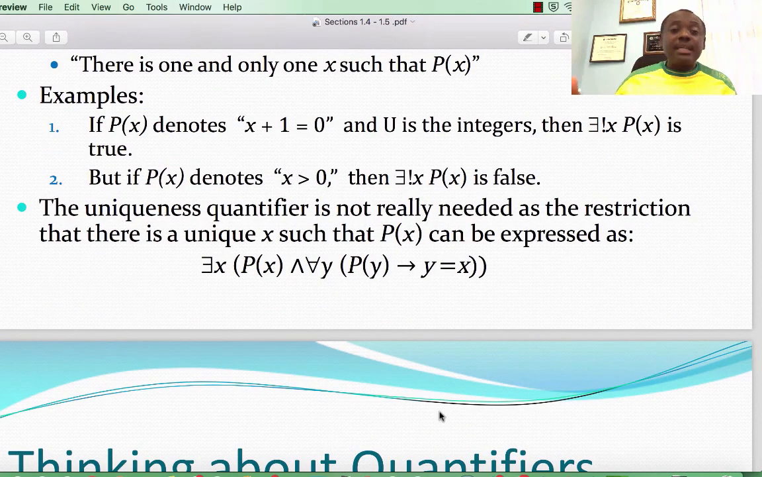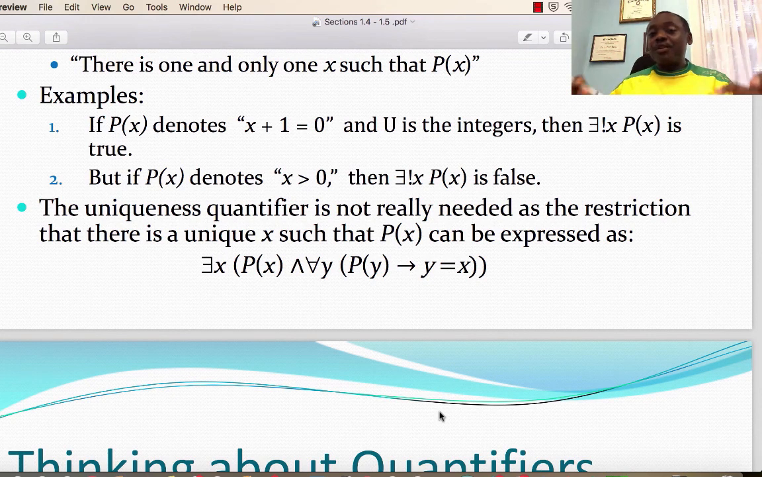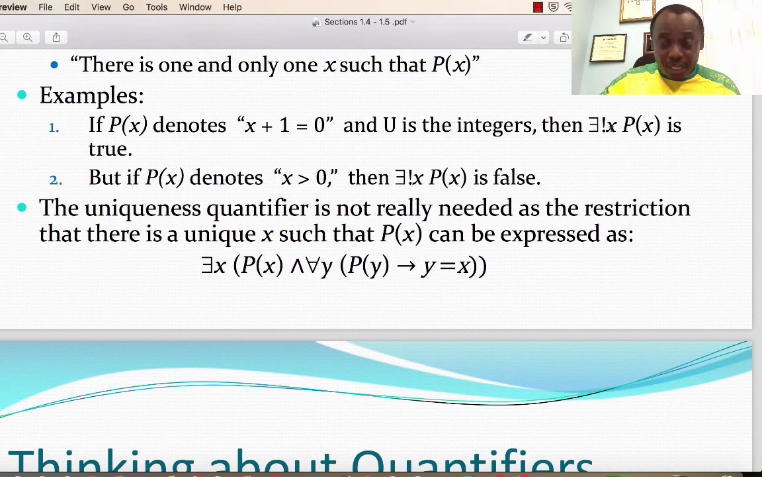Now, the uniqueness quantifier is not really needed. We can actually use a different compound proposition to express the idea of there is a unique x such that p of x is true, and this would be that expression. I prefer the uniqueness quantifier. It makes it so easy. There exists a unique x such that p of x is true. Or you can represent all of this with this complex stuff.